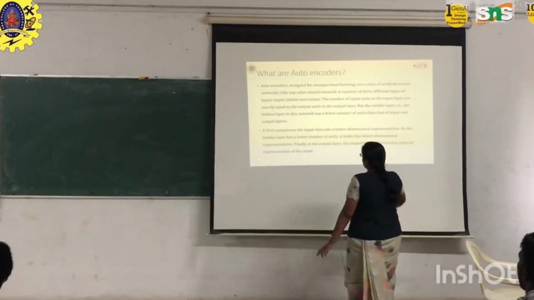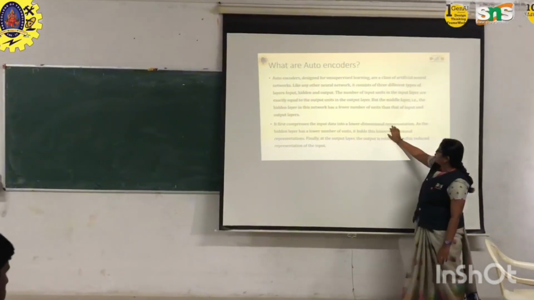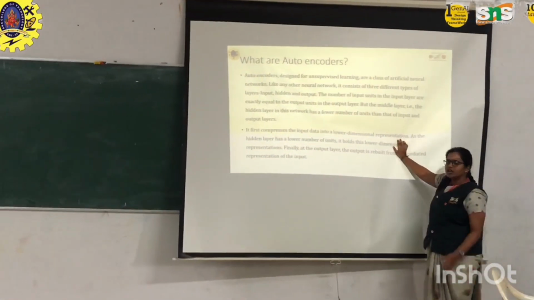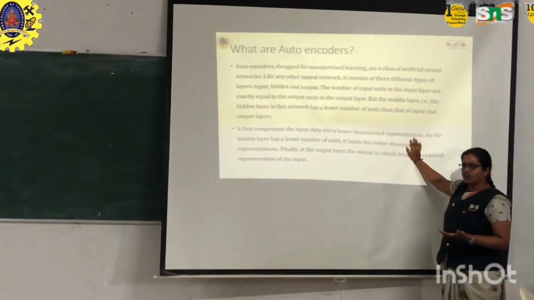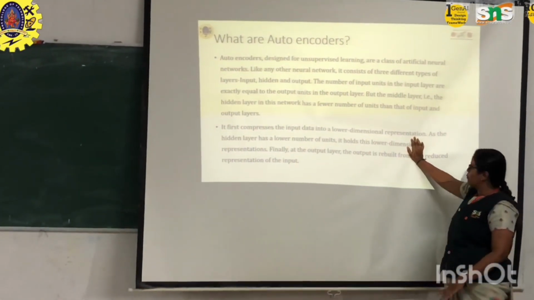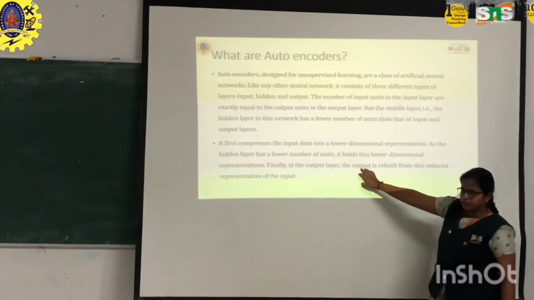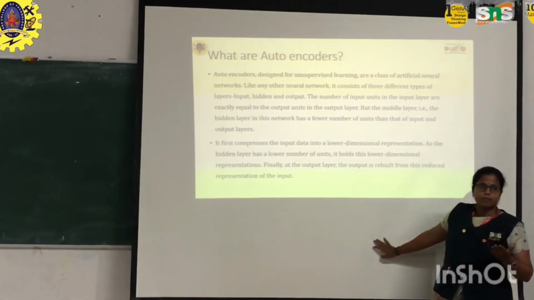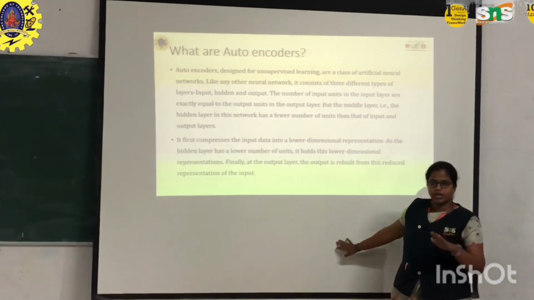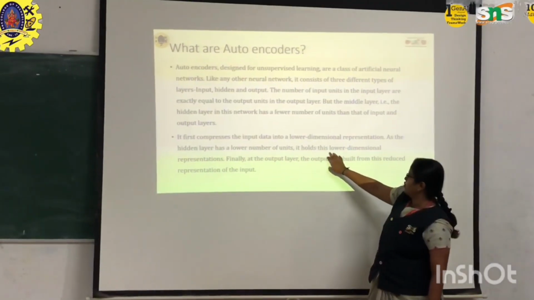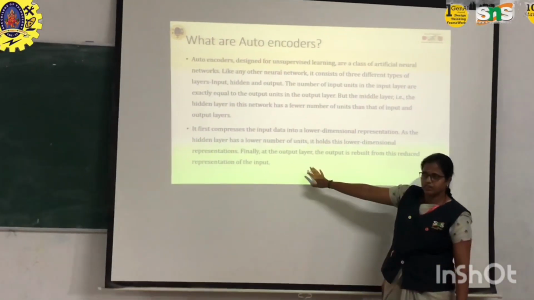See, it first compresses the input data into a lower dimensional representation. The data I give is first compressed to a lower dimension. Next, as the hidden layer has a low number of units compared to the input layer, it holds this lower dimensional representation.